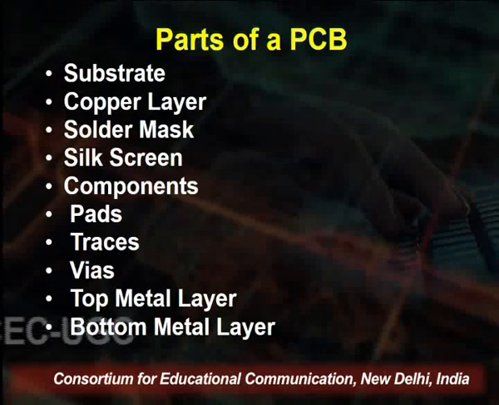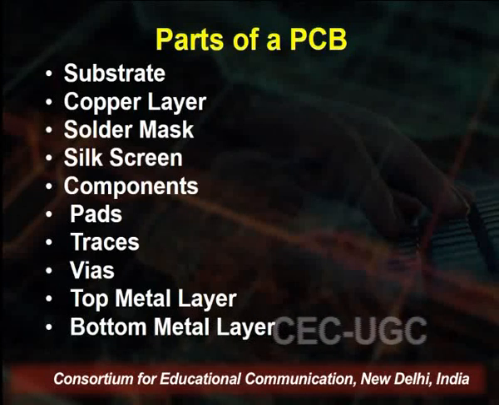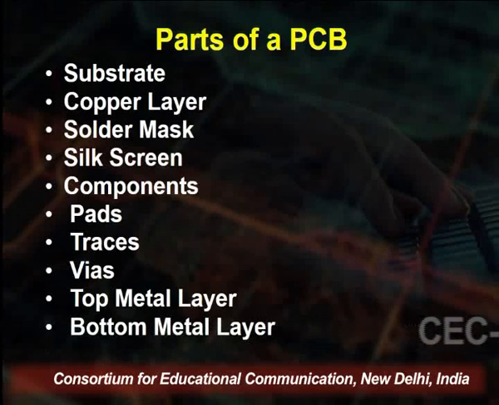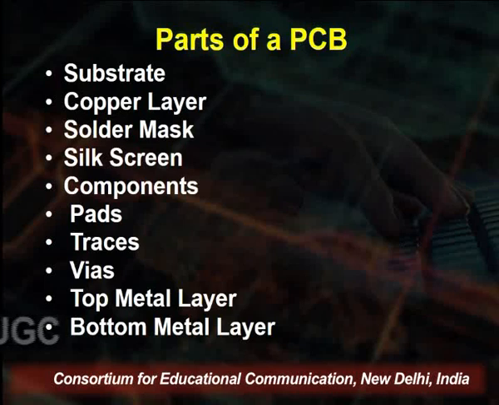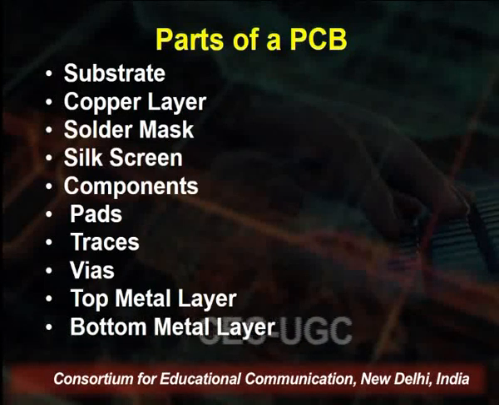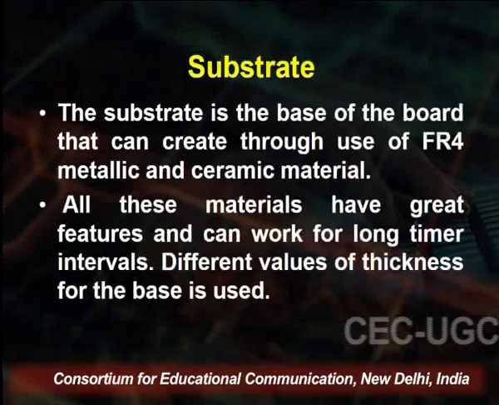So here we will discuss the various parts. First is the substrate, second is the copper layer, third is the solder mask, silk screen, components, pads, traces, wires, top metal layer, bottom metal layer. These are basically the parts of the PCB. We define them one by one.